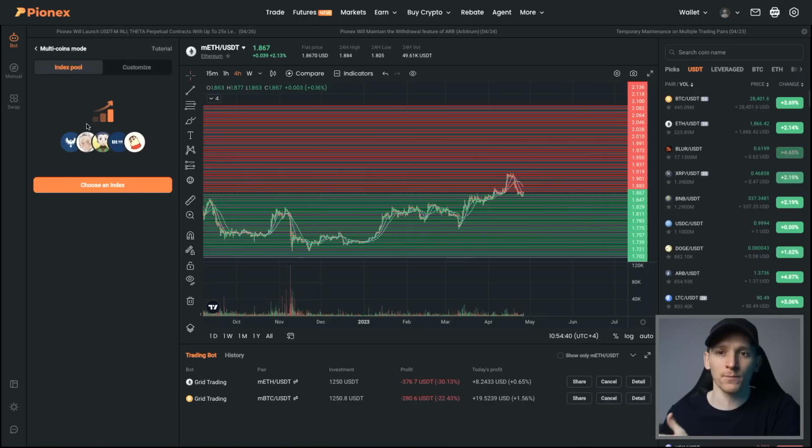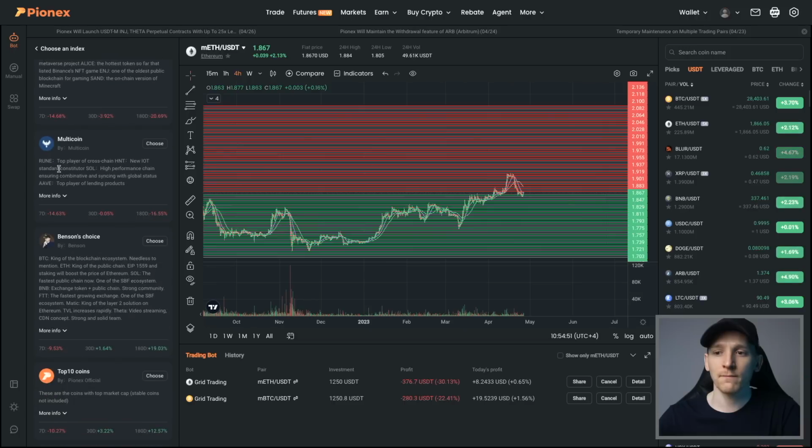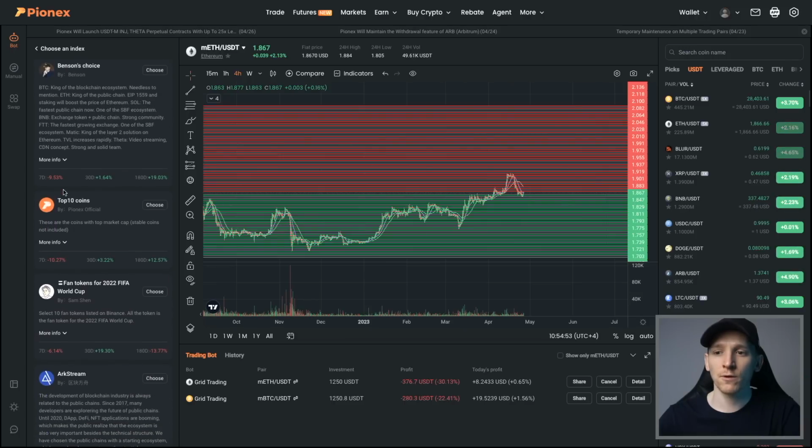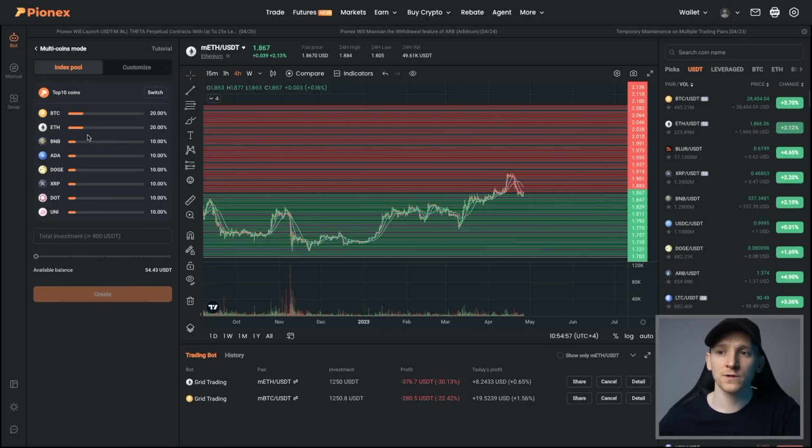So if you want to get some exposure to maybe DeFi or smart contract chains or just the top 10 coins, you can do that. So choose an index, and we'll go see some of these. So we can see multi-coin here, Benson's Choice, top 10 coins. Top 10 coins is probably something we can have a look at. Press choose, and then you can just invest in the top 10 coins, ex stable coins, with a certain amount. So what it's going to do is buy a certain amount of each.